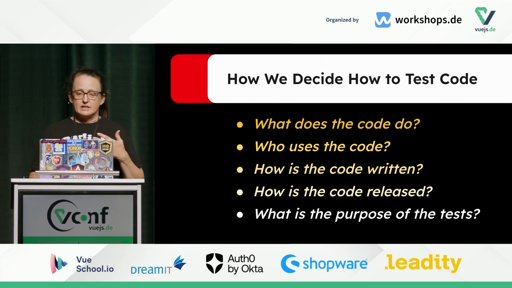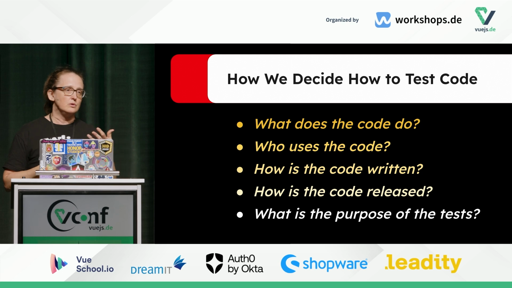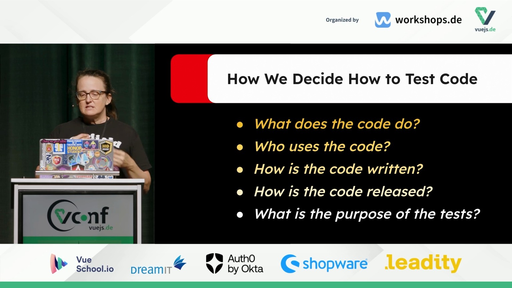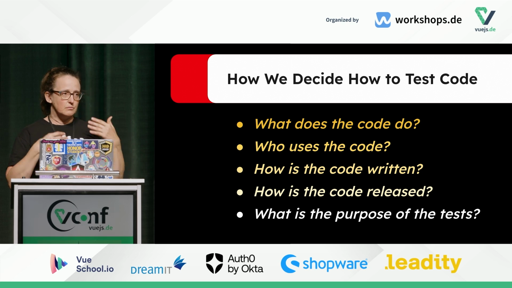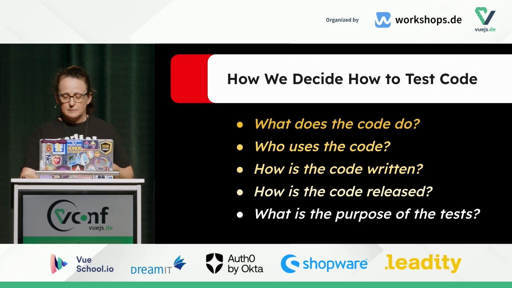It's also important to understand how your code is written. How you write your code will dictate how you test your code: what languages you're using, what frameworks you're using, how your code is released. So if you're using a CI/CD pipeline, can you run your tests in the release pipeline? Or are you still releasing manually and you need to figure out how and when to run those test suites? And then what is the purpose of the test really goes along with what does the code do? So what are we trying to achieve by writing these kinds of tests?